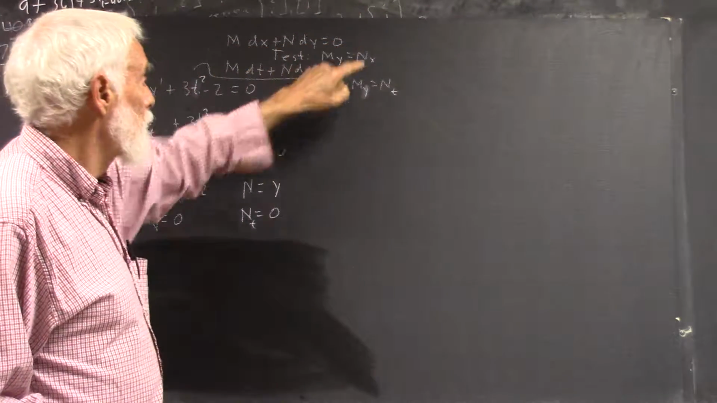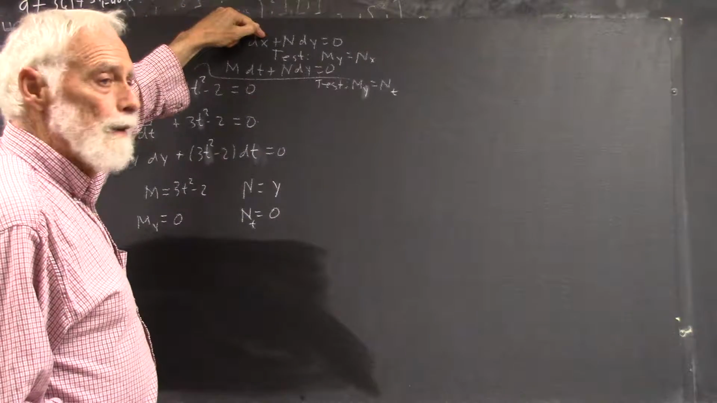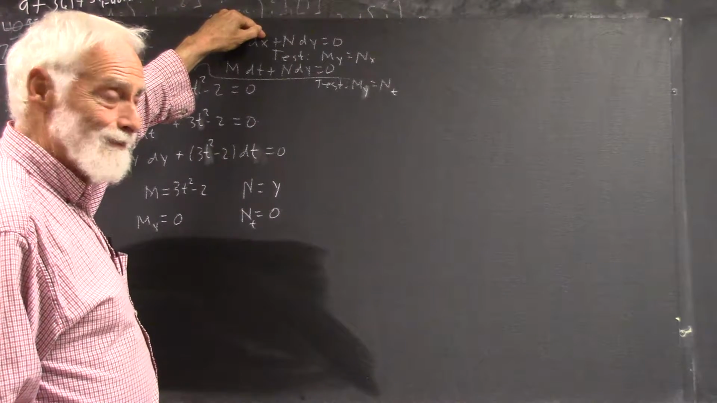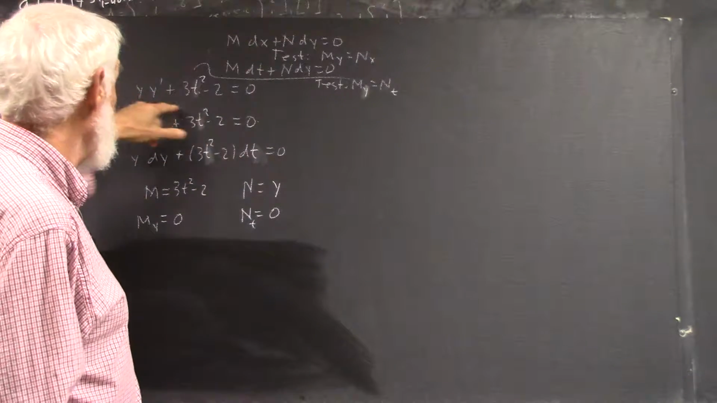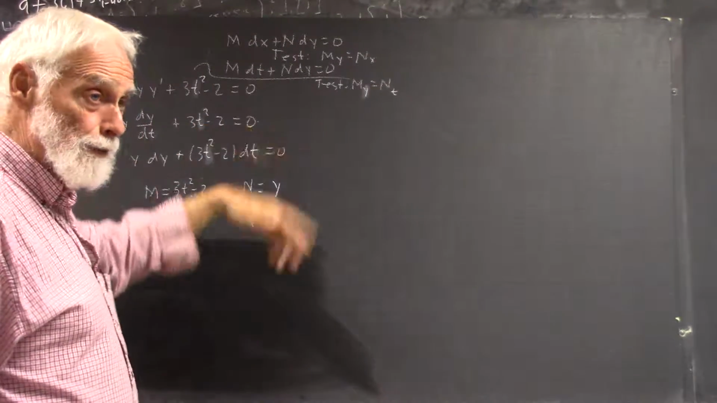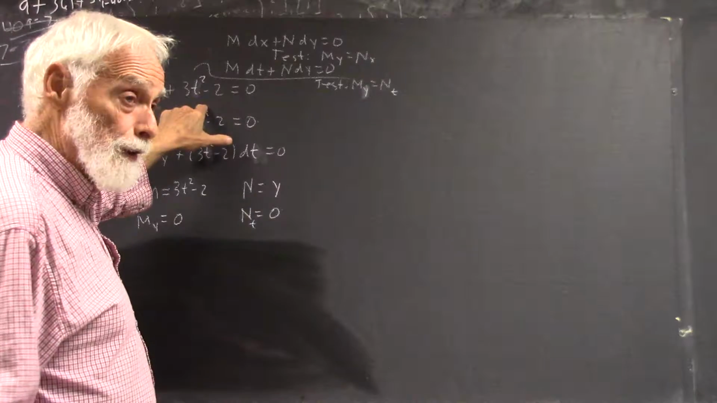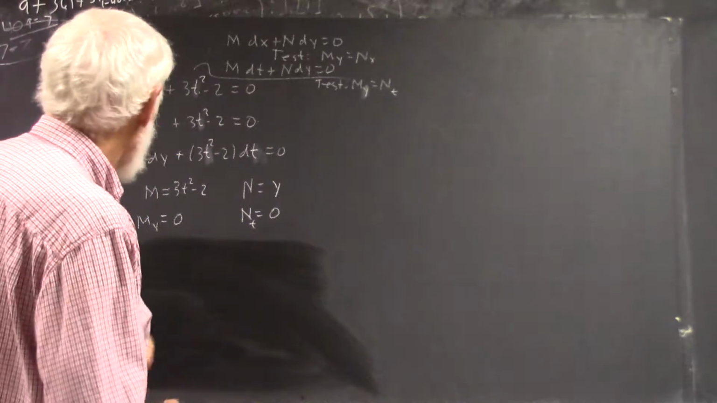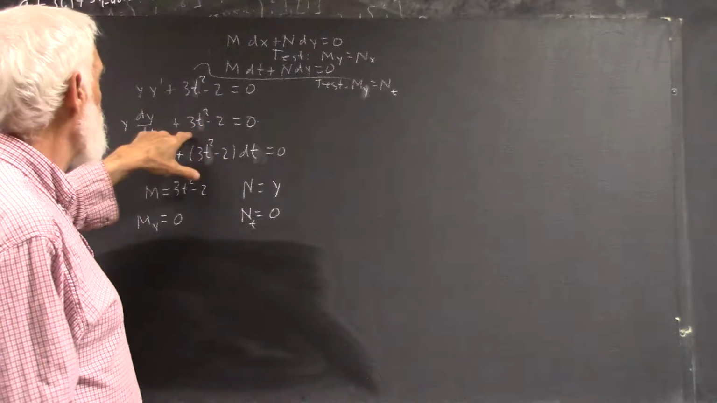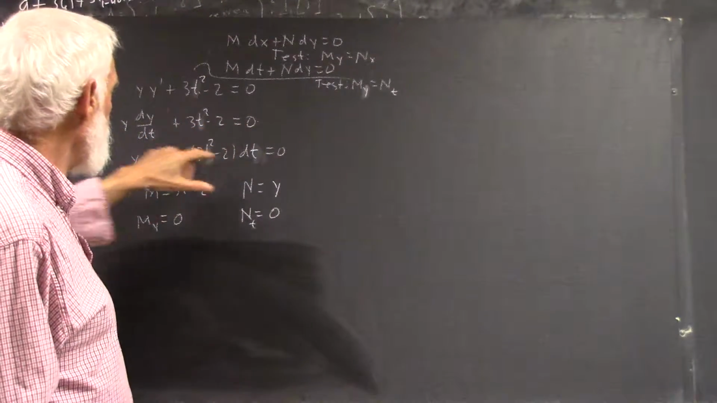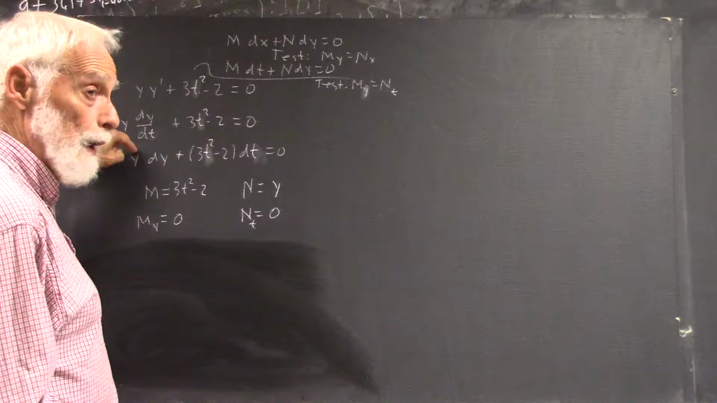There's the form of an exact equation. But if your independent variable is not x, then you have to use whatever the independent variable is, which is t in this case, just implicitly from the equation, a function of t. So you've got y dy/dt plus 3t squared minus 2 equals 0, just writing the y prime as dy/dt.